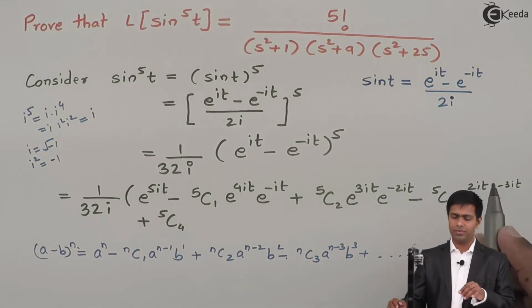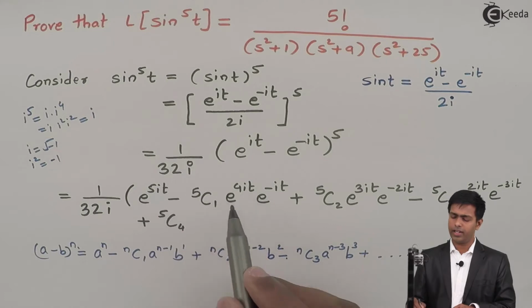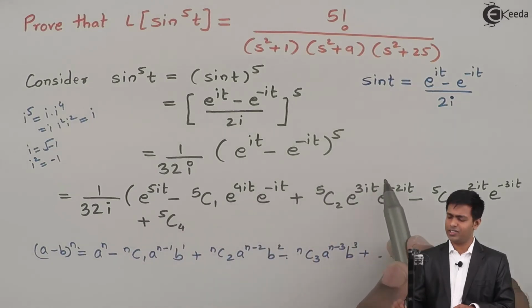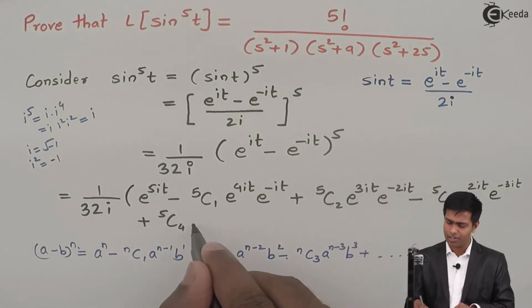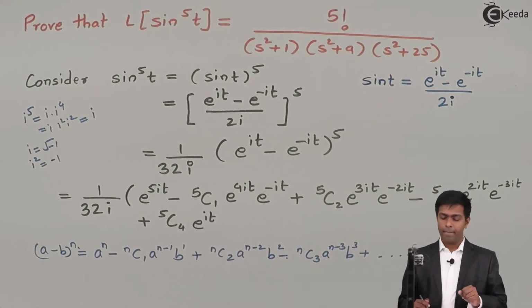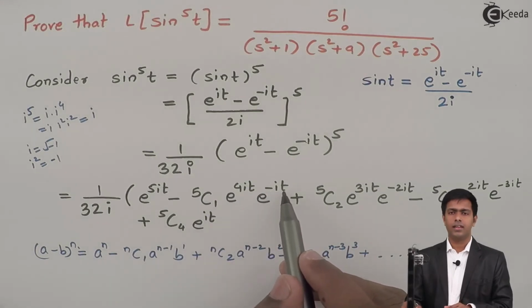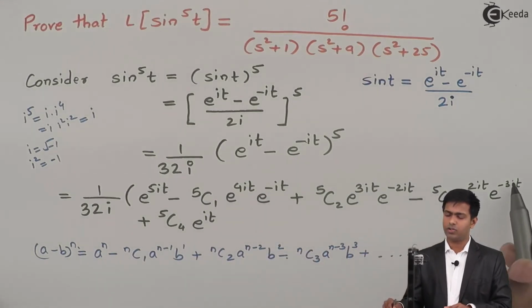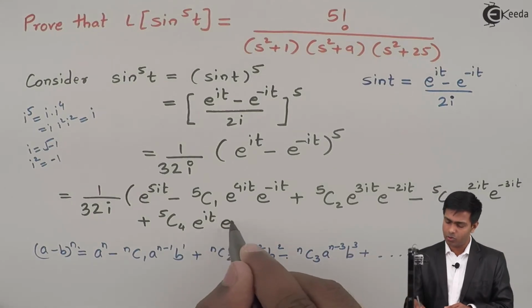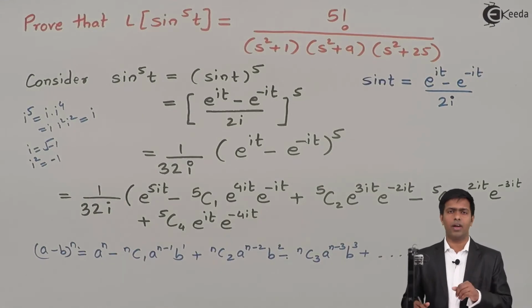Now observe the terms. Here we started with e raised to 5it, then it became 4it, e raised to 3it, e raised to 2it. It means the next term has to be e raised to it. So we are reducing the power by 1. Similarly, if you see the second term, here we have e raised to minus it, e raised to minus 2it, e raised to minus 3it. Here we'll get e raised to minus 4it. So we are increasing this term by 1.